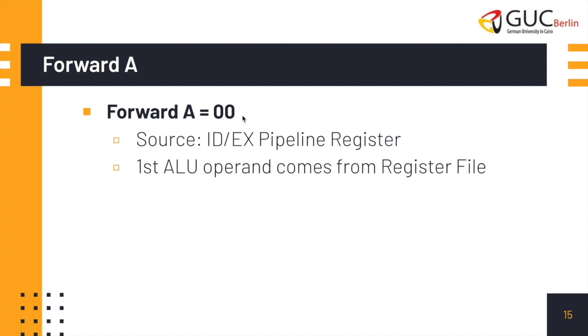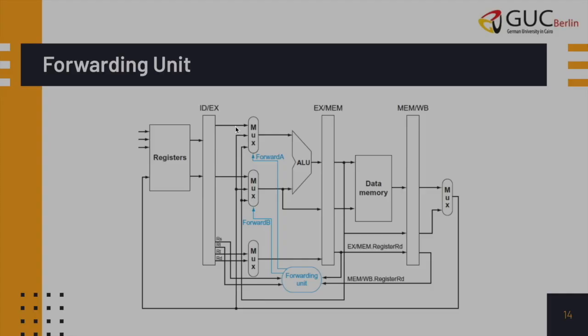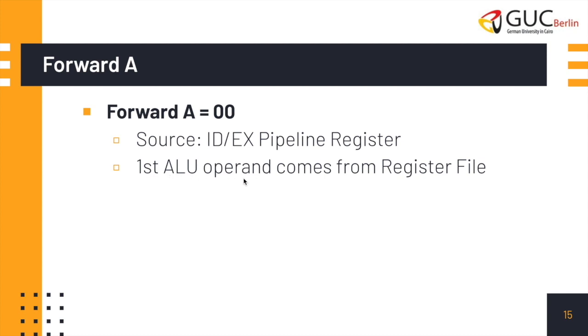If forward A value is 0, 0, it will pass the id/ex pipeline register value, which is the first line. So if I choose 0, 0 in forward A, I'm going to pass the value from the register file, which is from the id/ex pipeline register. The first ALU operand comes from the register file, the normal decoded value.